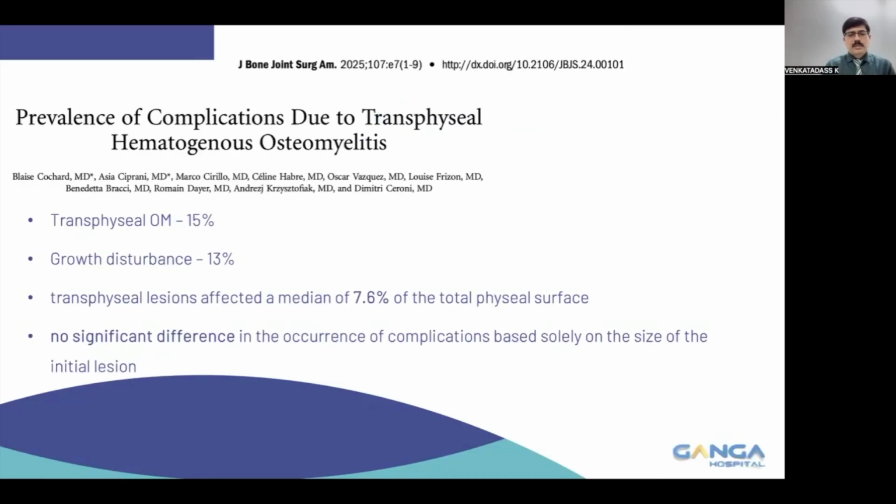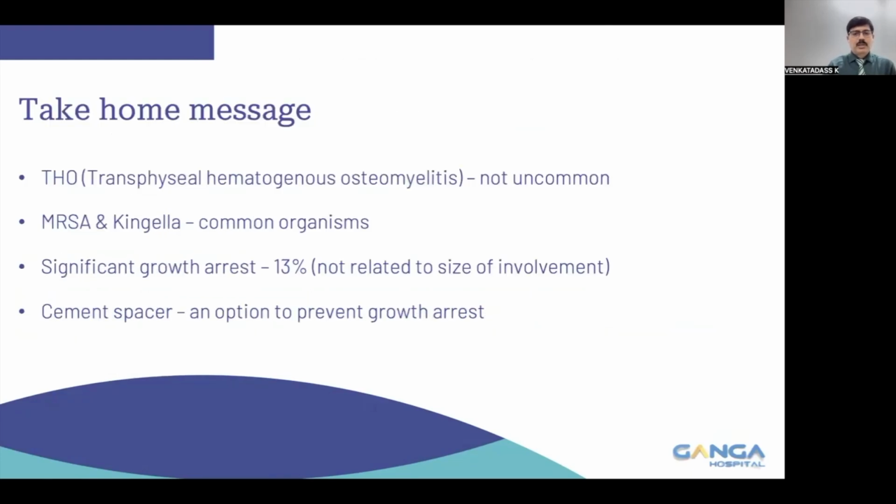In transphyseal osteomyelitis, the incidence is reported to be about 15%, and the growth disturbance rate could be as high as 13%. The median size of the total physeal damage is about 7.6%, and luckily there is no significant difference in the appearance of complications based solely on the size of the initial lesion. So the take-home from this case is that transphyseal hematogenous osteomyelitis is not uncommon. The incidence could be up to 15%. MRSA and Kingella are common organisms, and they can have significant growth arrest, which is not related to the size of involvement, and a cement spacer is an option to prevent growth arrest.